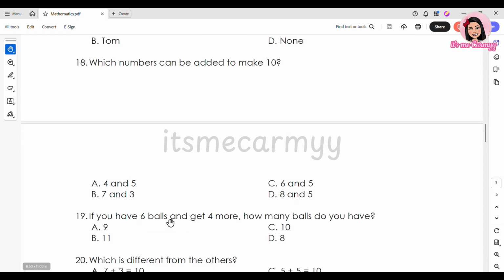19. If you have 6 balls and get 4 more, how many balls do you have? A. 9. B. 11. C. 10. D. 8. 5, 4, 3, 2, 1. The correct answer is letter C.